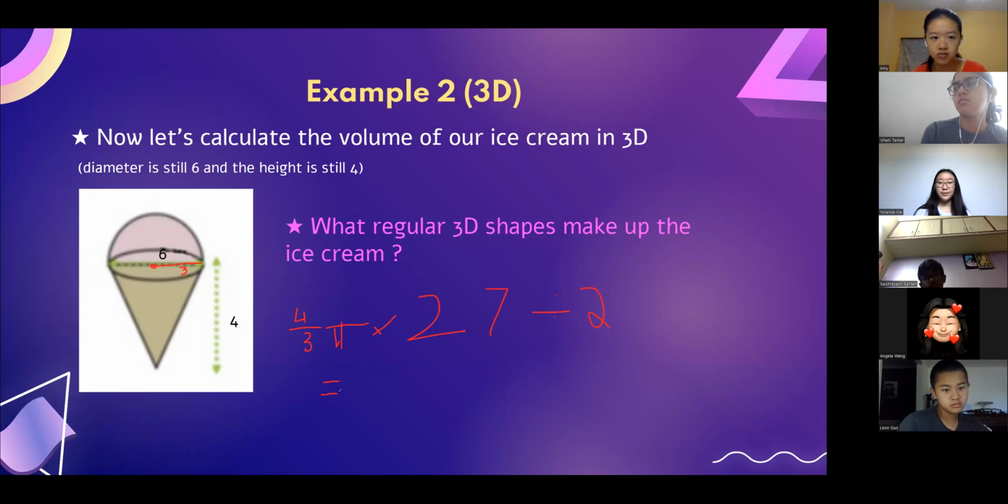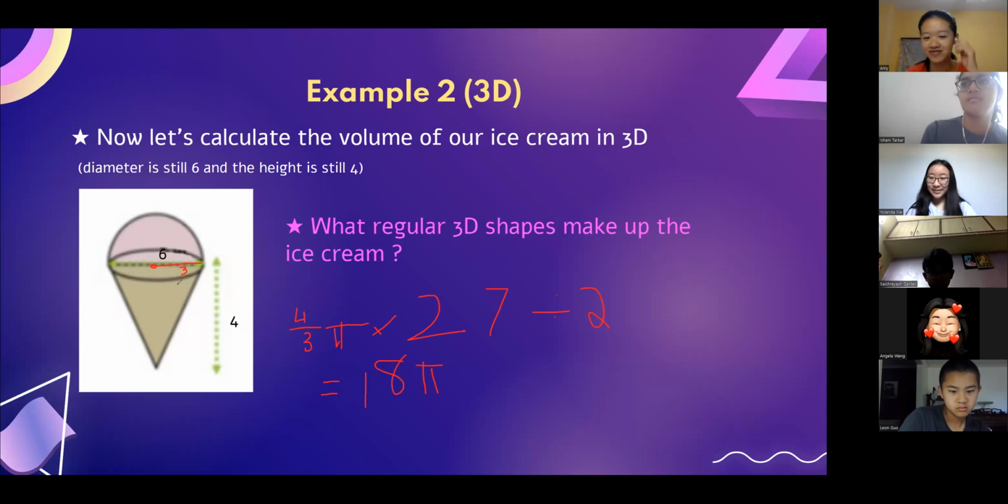Okay, so what do we get for the volume of the sphere? Oh yeah, hemisphere. Yep, and then you would divide that by 2 to get the volume of the hemisphere, sorry. Perfect, so 18 pi.